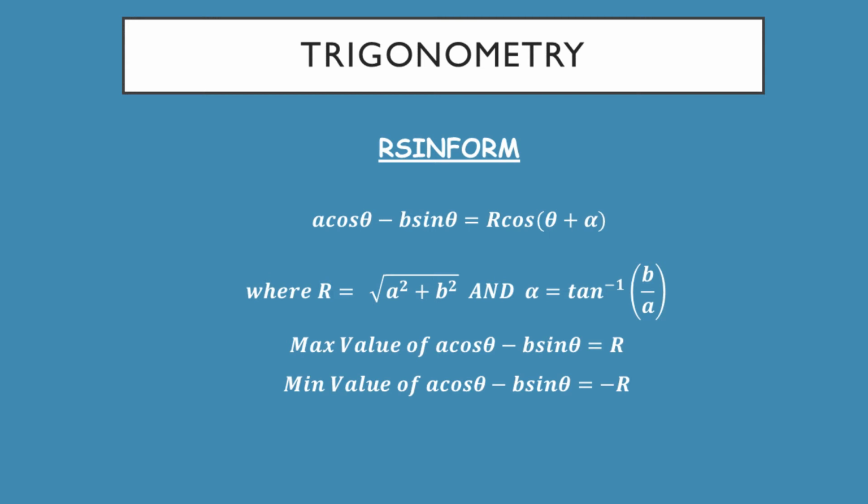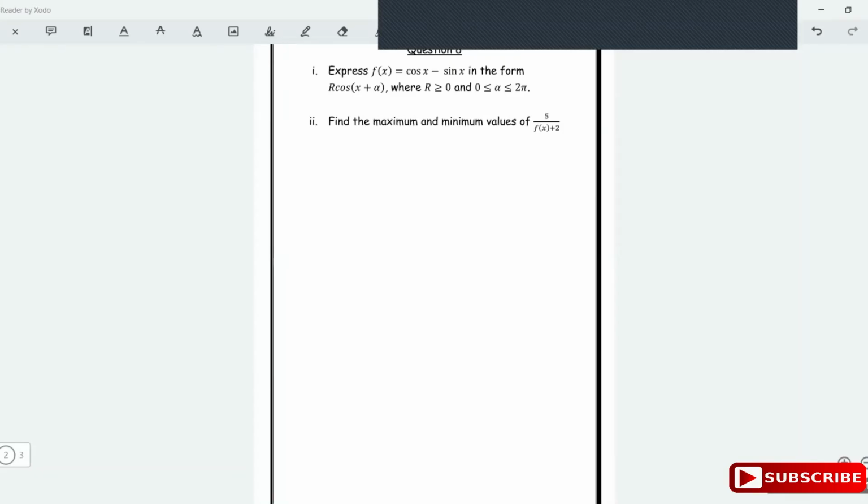All right, this question says express f of x, which is cos x minus sine x, in the R cos(x plus alpha) form. Express it in that form. So first thing, we have to remember that R is going to be equal to the square root of a squared plus b squared. R is the square root of a squared plus b squared.